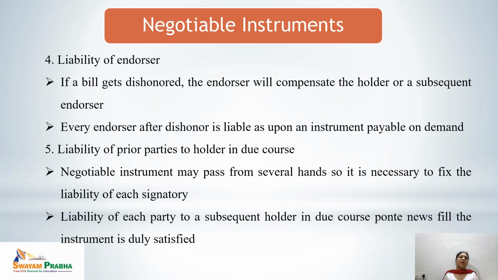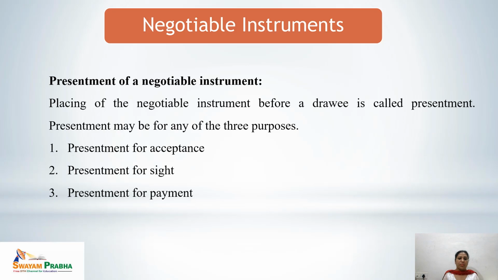Next is liability of prior parties to a holder in due course. A negotiable instrument may pass through several hands, means it can be transferred, it can be endorsed many times. So it is very important to fix the responsibility of each signatory of the negotiable instrument. So the liability of each signatory to a subsequent holder in due course would be there till the instrument is duly satisfied.